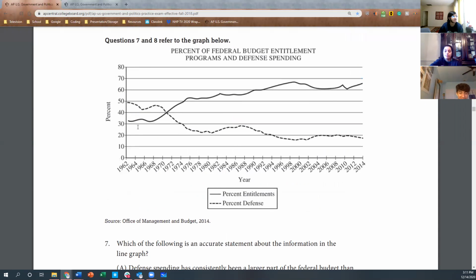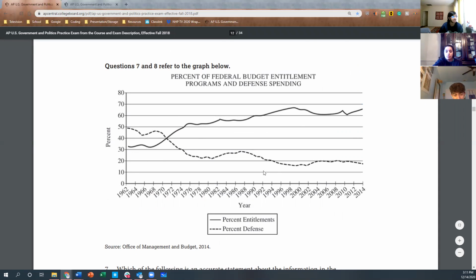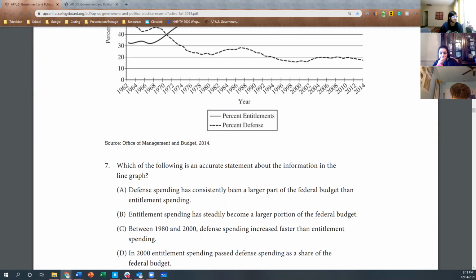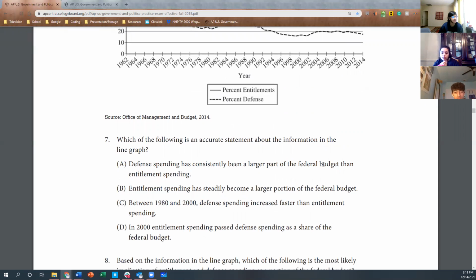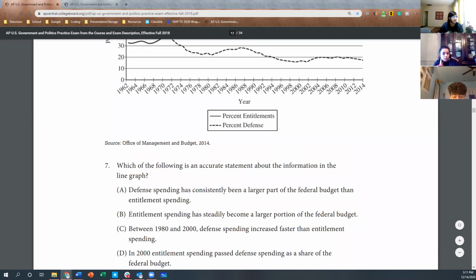Number 7. Okay, so this is defense spending and this is entitlement spending. Which of the following is an accurate statement? Defense spending has been consistently a larger part of the federal budget. No, defense spending has been decreasing. Entitlement spending has steadily become a larger portion of the federal budget. That makes sense, right? Defense spending was decreasing, yeah. Entitlement spending passed it way before that. Way before. So B.